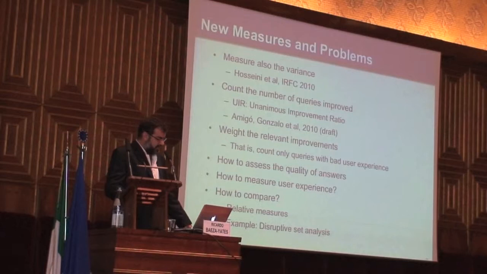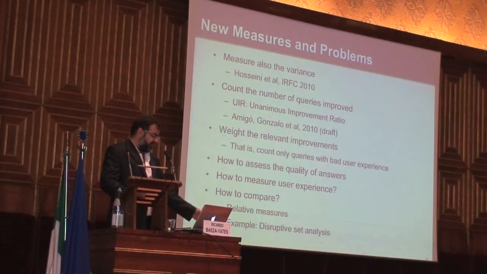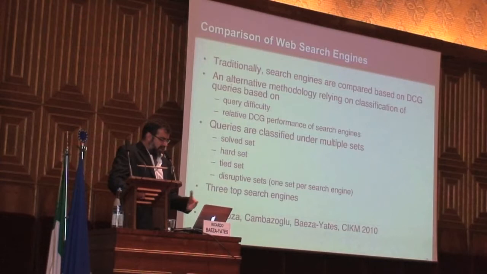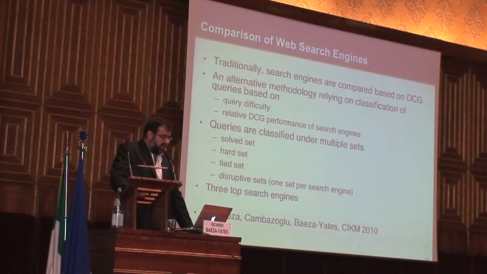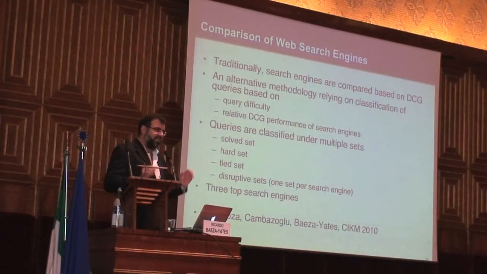And then we came up with this new idea, mainly by Hugo, disruptive set analysis, and this is also part of this paper we are presenting in CIKM 2010. And it's a new way to compare search engines. This is the last example of research I want to show. So basically, why do we need to compare all the queries? We should really compare ourselves in the queries where people are not happy. And we cannot measure happiness, but let's assume that DCG measures happiness. Okay, let's make this really wild assumption. DCG will measure something on the users.